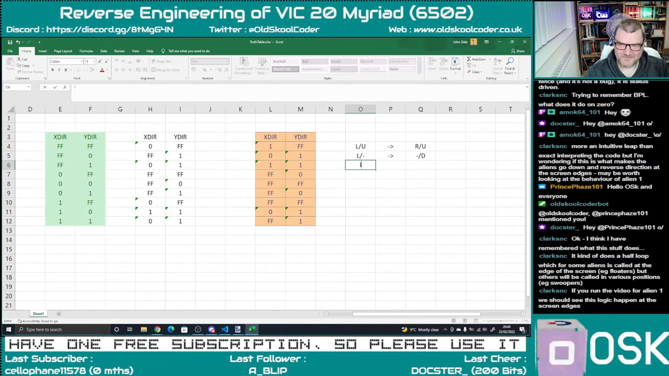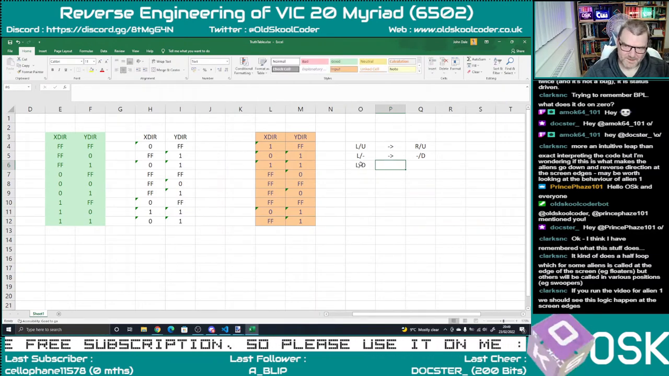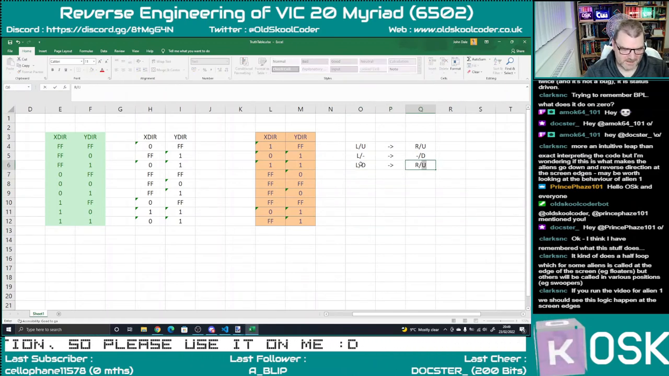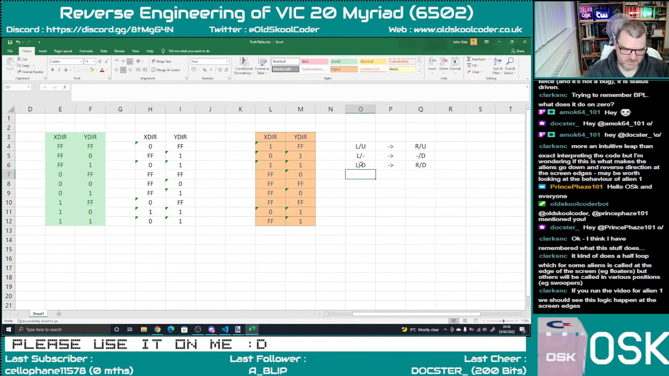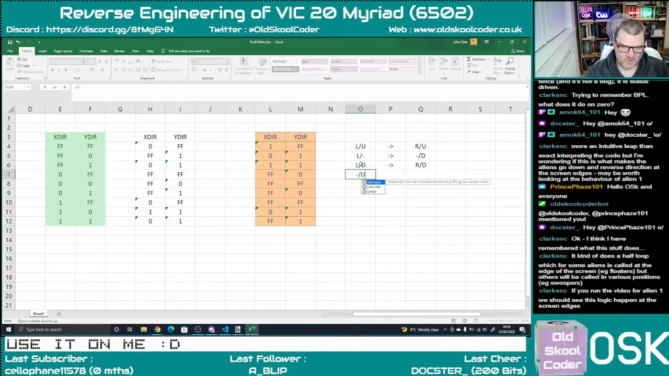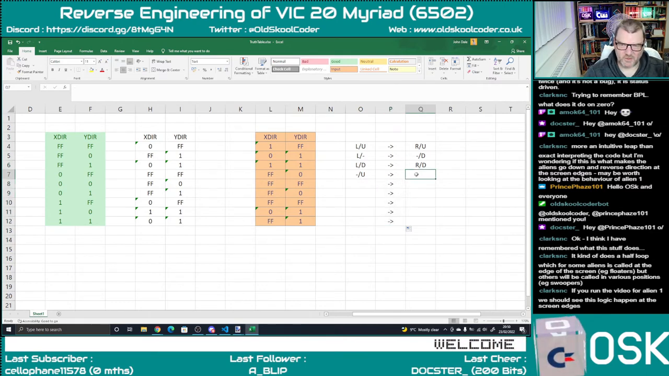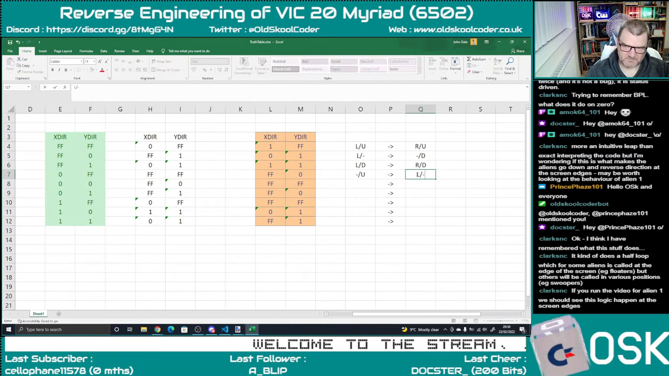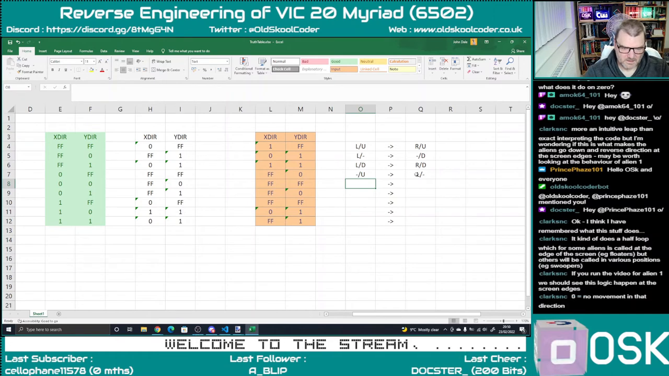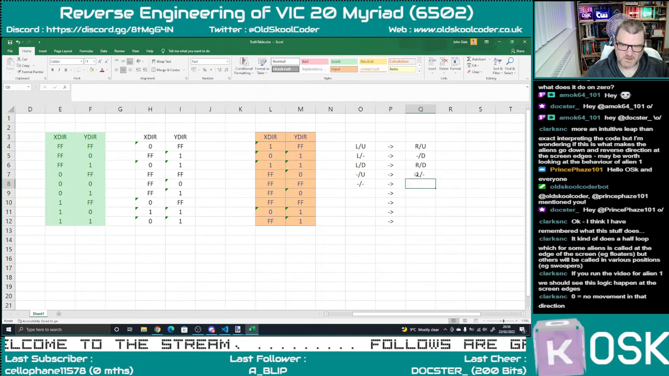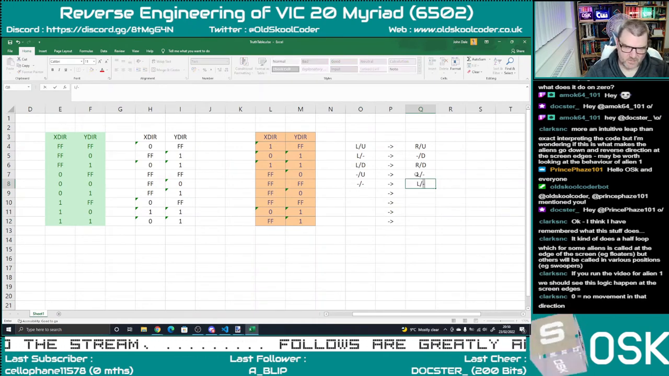Left and down becomes right and down. So let's get this done. Stationary and up. Let's copy this. Stationary and up becomes left and stationary. Stationary and stationary becomes left and up.